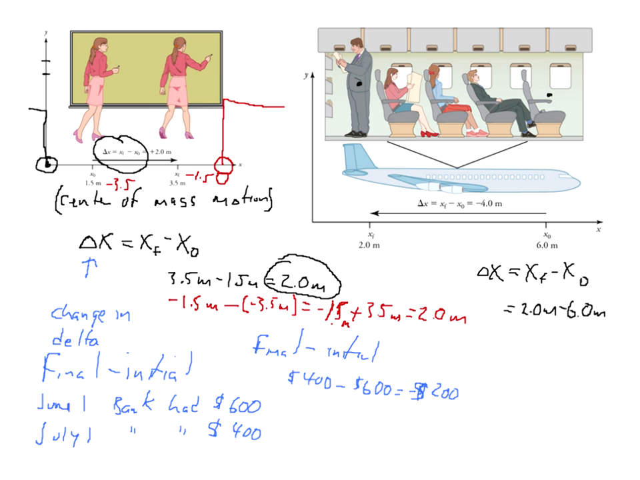Notice the number line starts back here, and I'm not sure what is back here. Maybe that's where the restroom is located. And it's very important. Restrooms are often the origin of many issues on an airline. So 2 minus 6 is negative 4 meters.